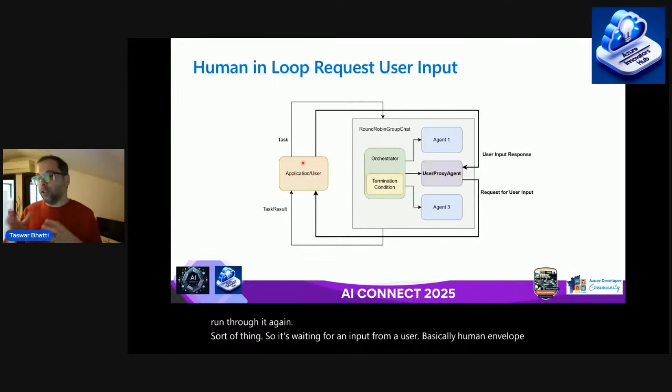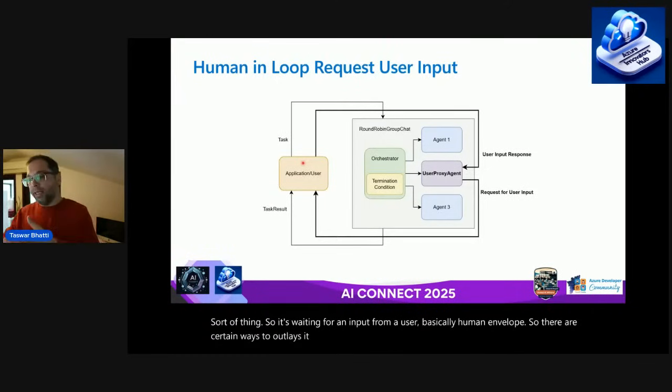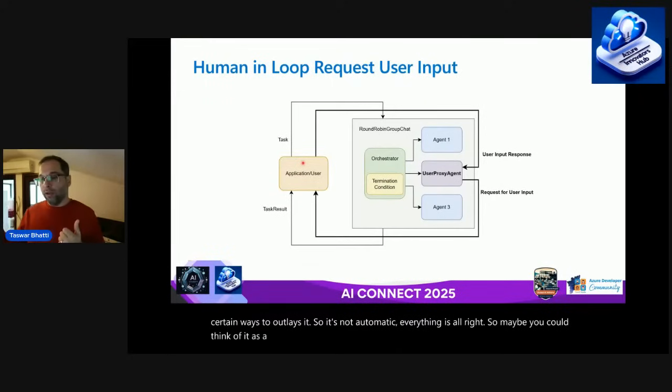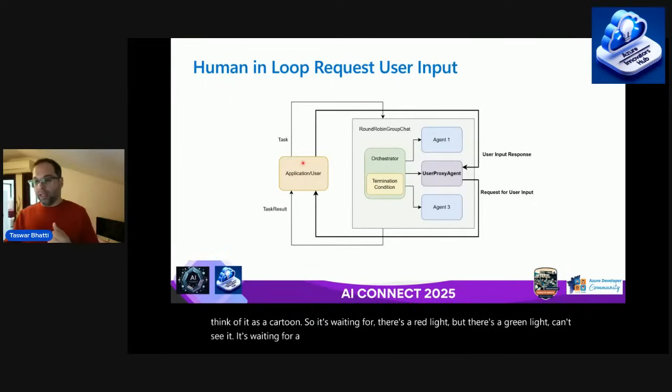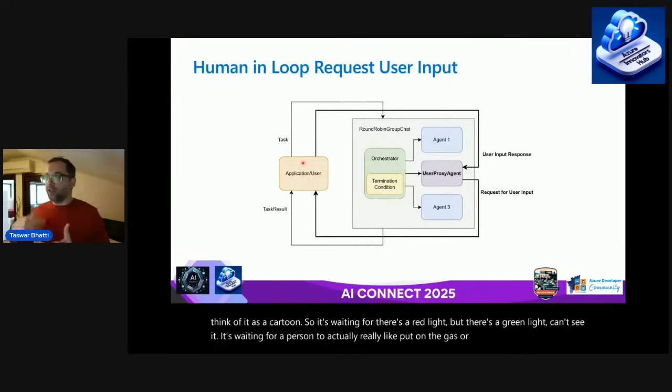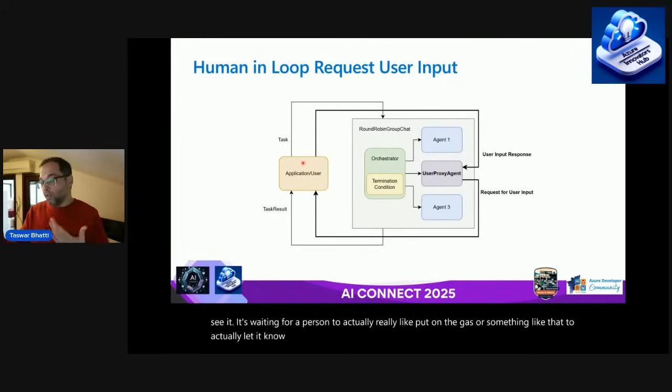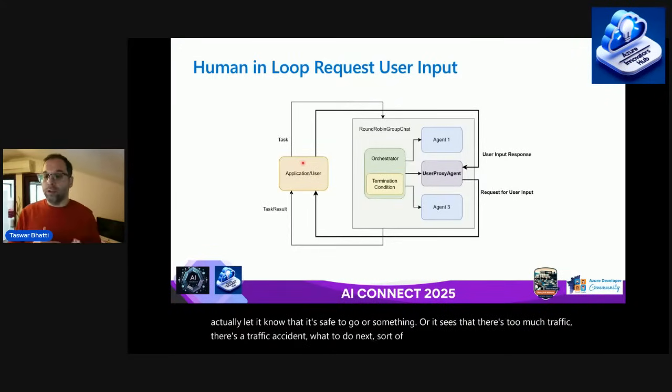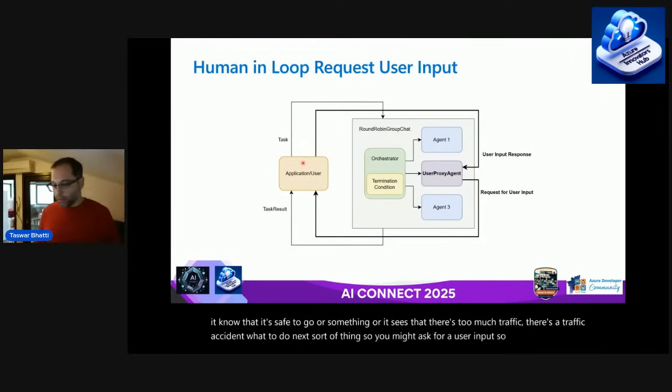So there are certain ways to help the agent. It's not that everything is automatic. Maybe you could think of it as a car. There's a red light, but there's a green light you can't see, so it's waiting for a person to put on the gas to let it know that it's safe to go. Or it sees that there's too much traffic or a traffic accident, and asks what to do next. So it might ask for user input. That's another way to do it.